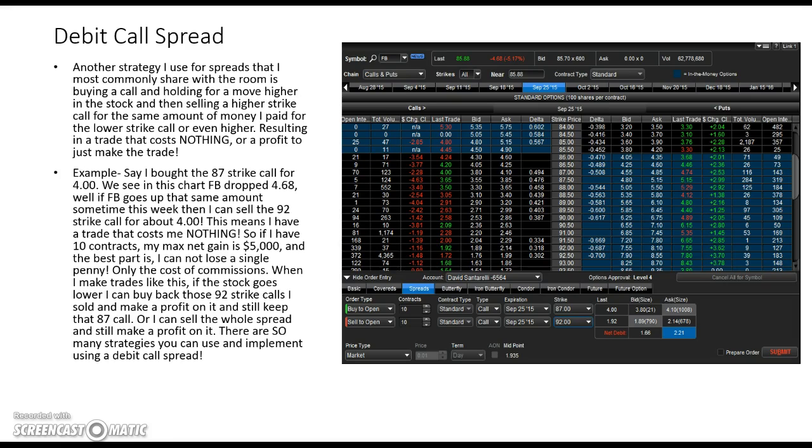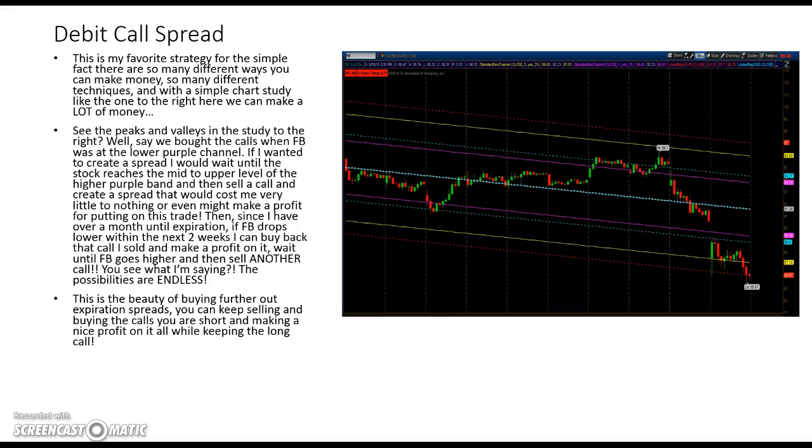When I make trades like this, if the stock goes lower, I can buy back those 92 strike calls I sold and make a profit on it and still keep those 87 strike calls. Or I can sell the whole spread and still make a profit on it since I paid nothing to put this debit call spread on. So there are so many different strategies you can use and implement when using a debit call spread.